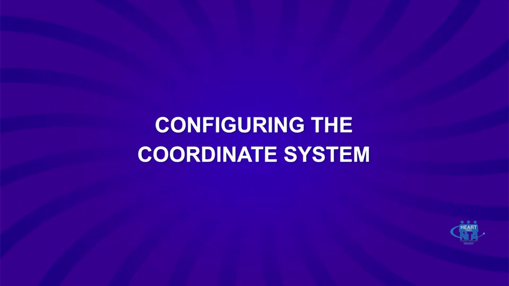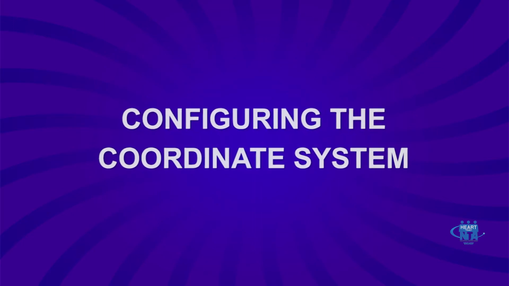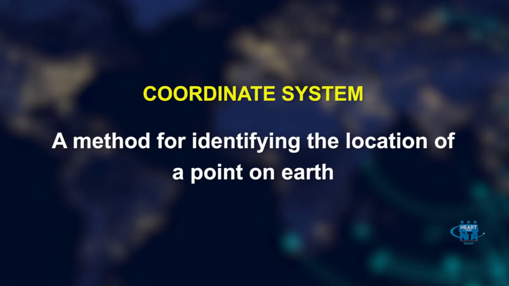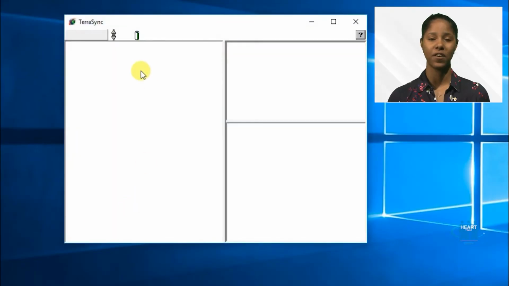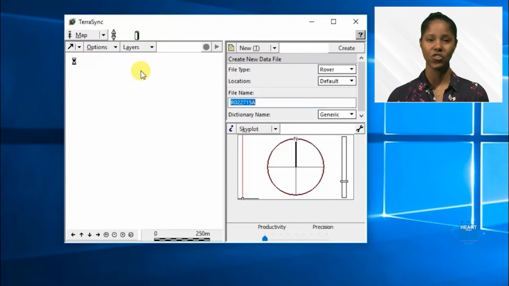In this segment, we'll be configuring the coordinate system. A method for identifying the location of a point on Earth. So I opened the TerraSync for desktop application. There's also the mobile application as well. The view is similar as with the mobile device. The only difference is that you won't have the split screen as we have here.